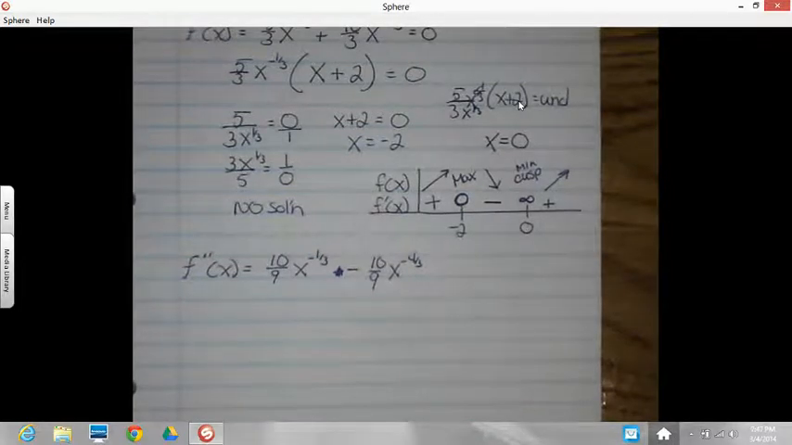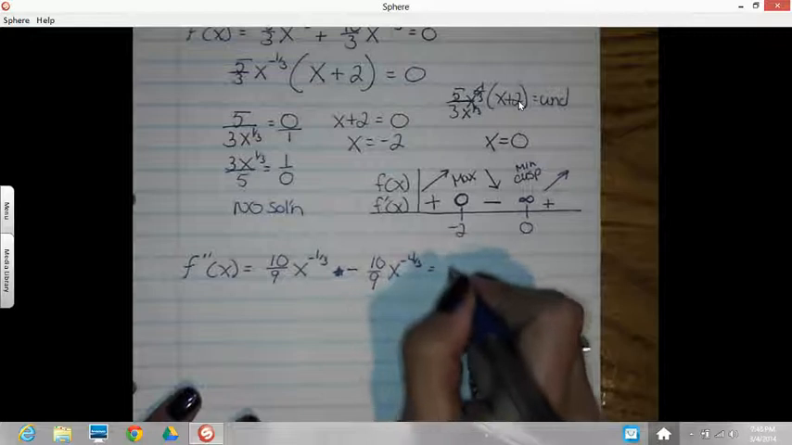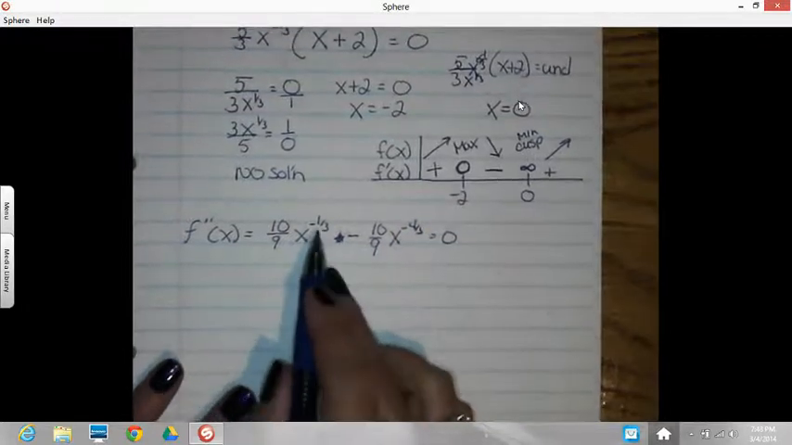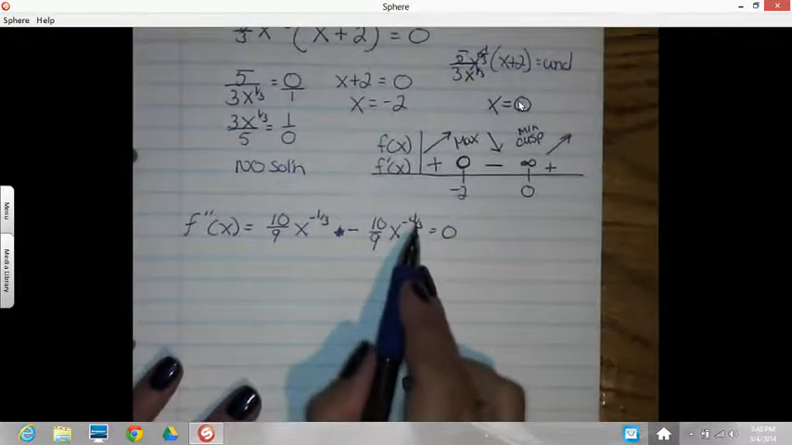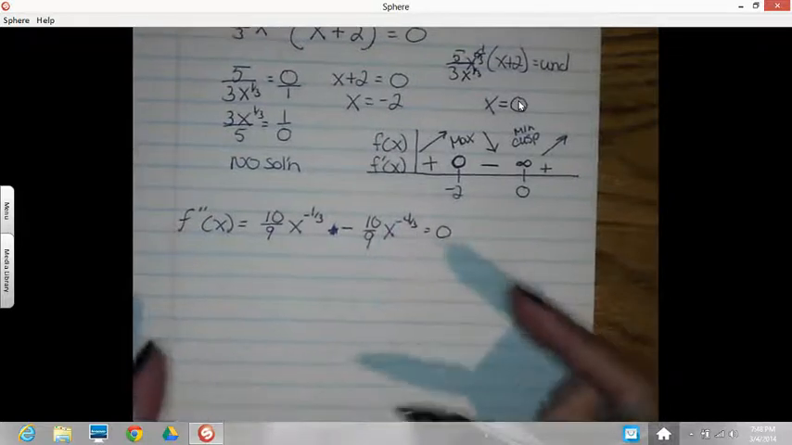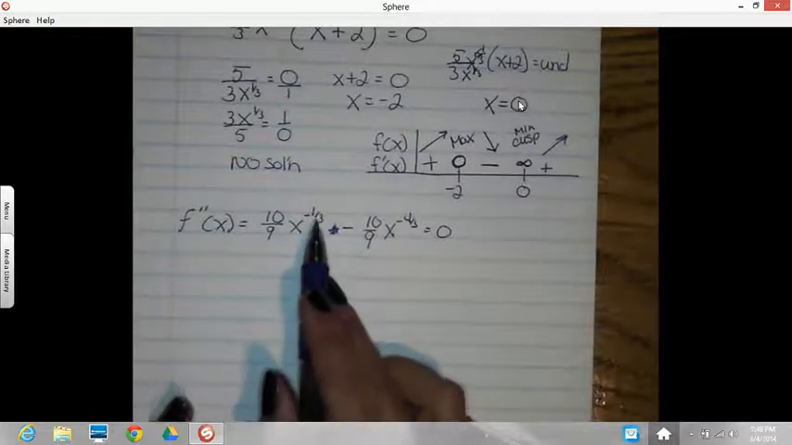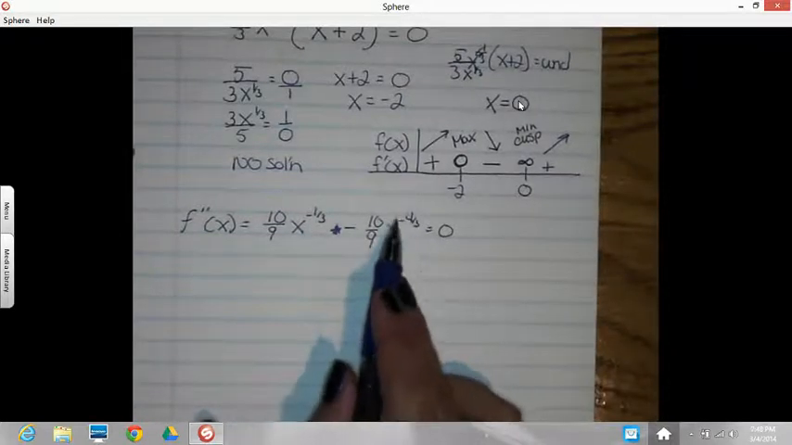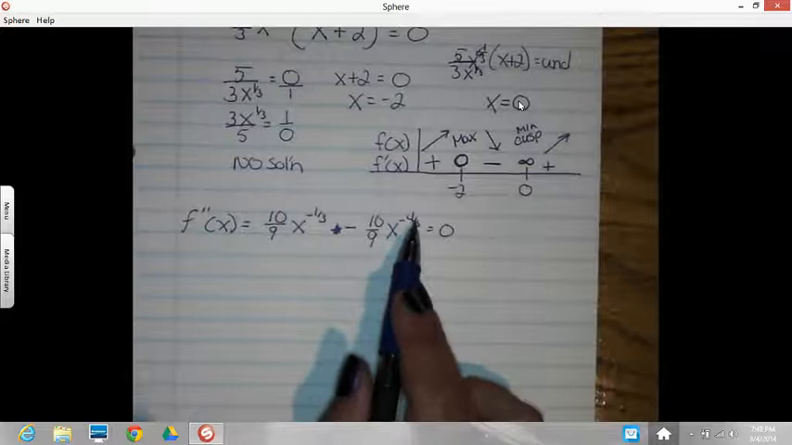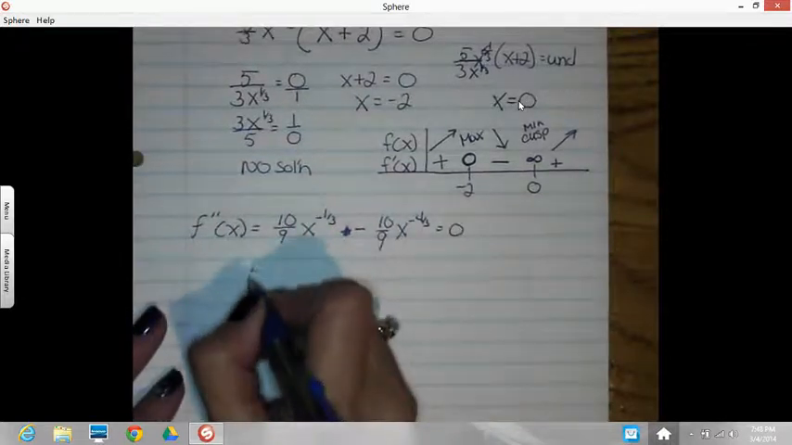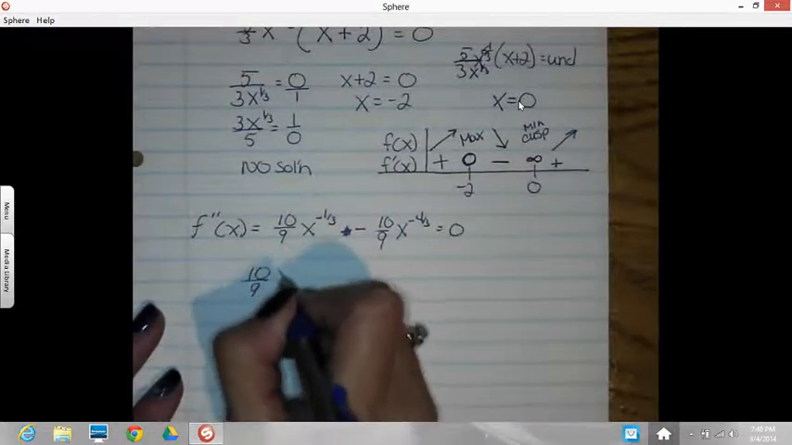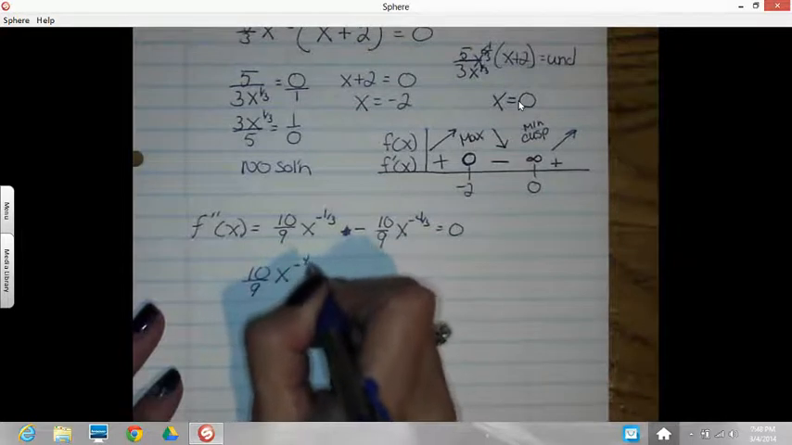So I'm going to factor first, do the 0. So again, which one's smaller, negative 1/3 or negative 4/3? And smaller just means, think about a number line. If you're farther to the left, you're smaller. So on a number line, the negative 4/3 is the smaller of these two because it's farther to the left on the number line. So we're going to factor out 10/9 x to the negative 4/3.